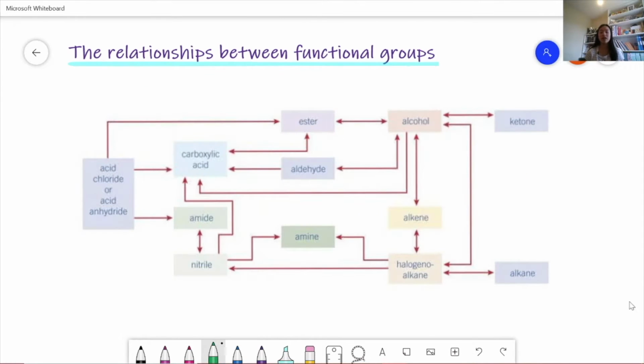So now we're going to look at the relationships between functional groups. So this is basically a mind map of how to get between different functional groups. And you should probably have this memorized in your head because it'll make it a lot easier to think of reaction schemes. So I'm first going to start off with the alkane. And we're firstly going to produce a halogenoalkane or a haloalkane from this alkane. And there's only one reaction that will make a haloalkane from an alkane, and that's free radical substitution.